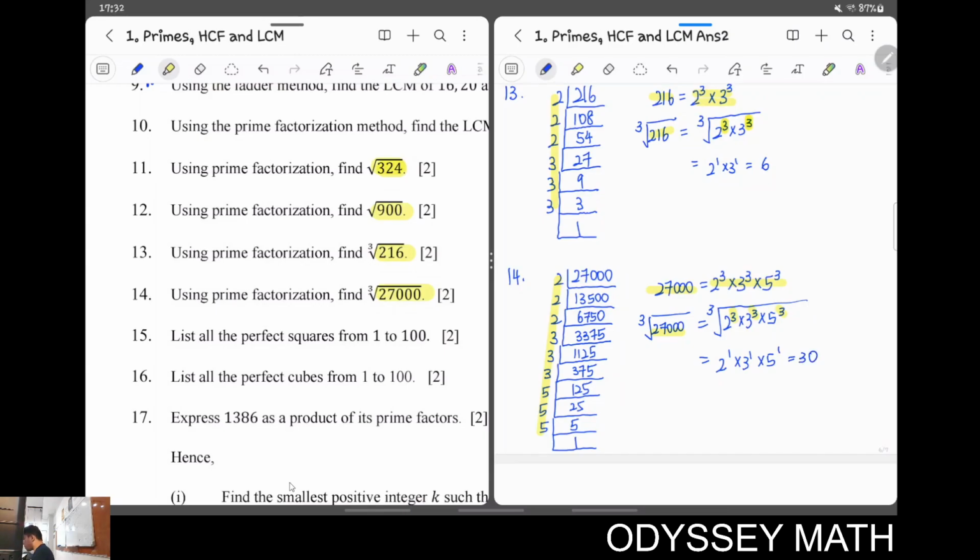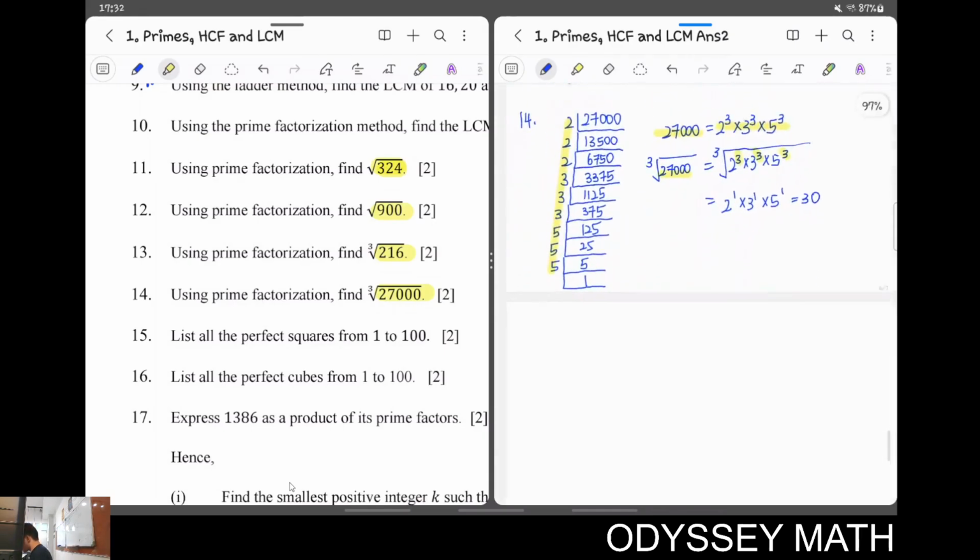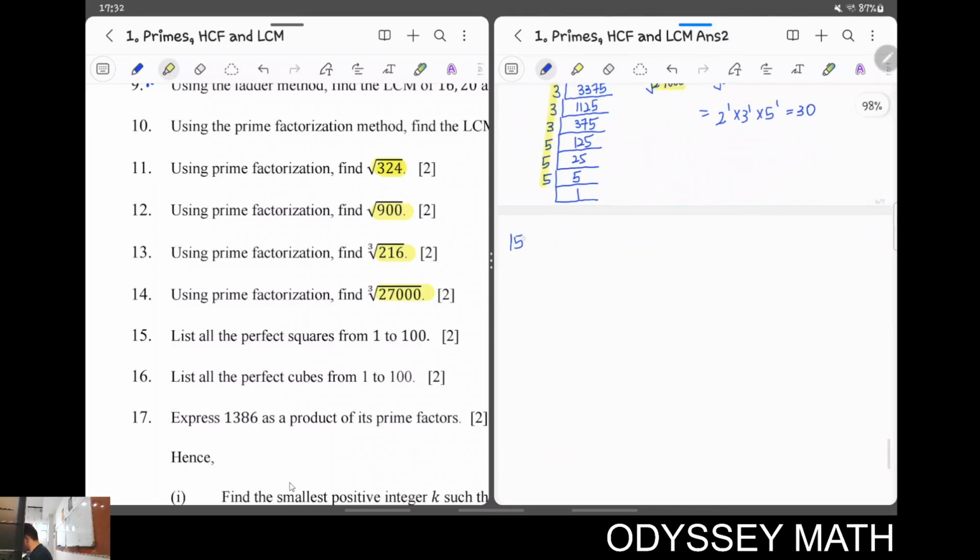Okay? And if you actually verify this in your calculator, you can see that the cube root of 27,000 is indeed 30. Okay? And we are done with question number 14 over here. Now let's do question number 15. So for question number 15, list all the perfect squares from 1 to 100.